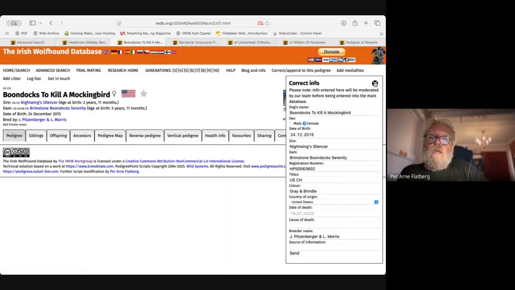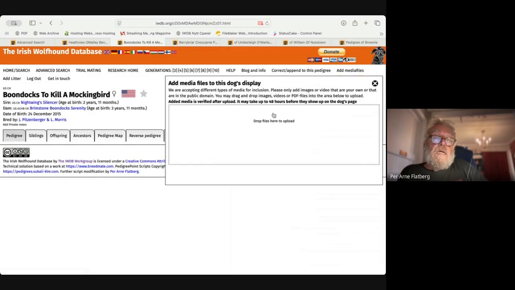You have the option of adding media files. So it's just dropping photos in here, and we will approve them manually. And that's what we do with the corrections and appends to the pedigree as well. We go through them and see, okay, is this looking plausible? Is this actually a photo of a dog if you uploaded it, or is it of your grandma? And we reject the ones that aren't of dogs, and we approve the ones that are of dogs.